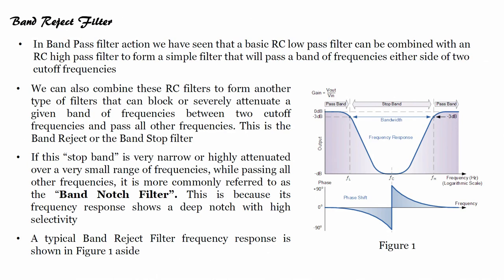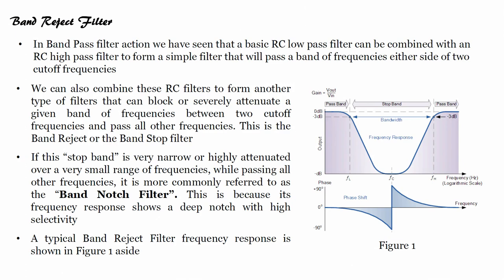If it is just a very small range of frequencies that is stopped while all the other frequencies pass, then it is called a notch filter. You can see this stop band is very narrow. If the stop band is extremely narrow, meaning only a small range of frequencies is stopped, then it works as a notch filter, because the frequency response will look like a notch. So, a deep notch with high selectivity.